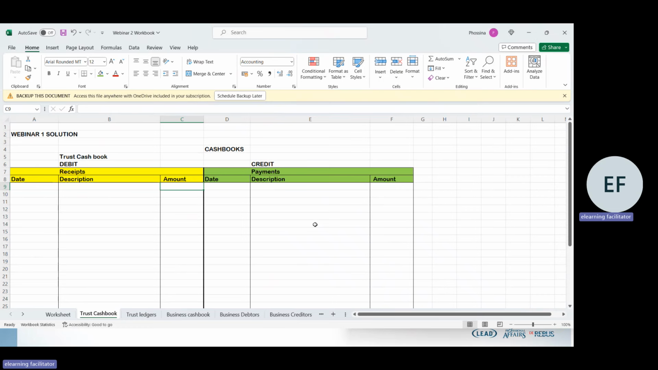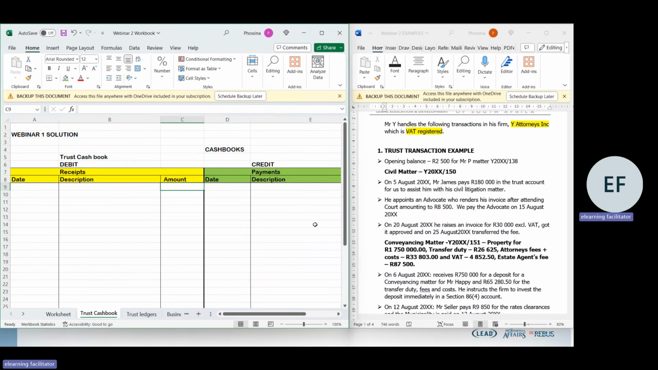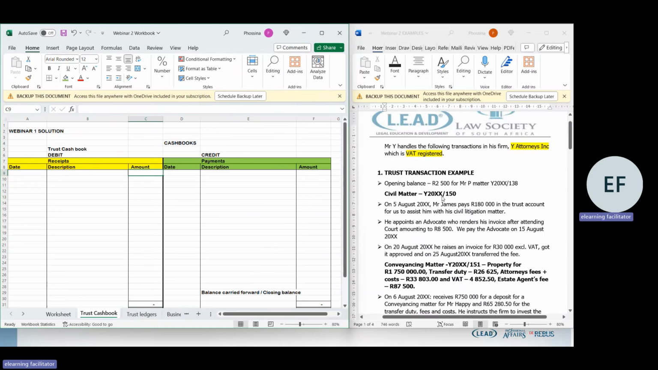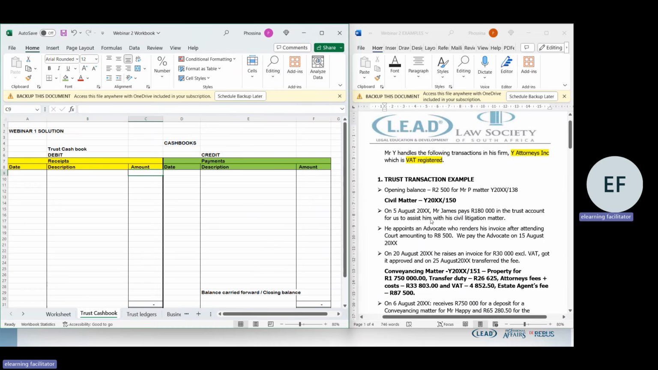I am going to share back our assignment, and I am going to minimize. Hopefully you'll be able to see. So our T account is clear, and this is our question. Okay, I think it should be clear. So our question, if we look at our trust example, we are told that we've got an opening balance, and these transactions occurred in August. So this is for August 20XX.